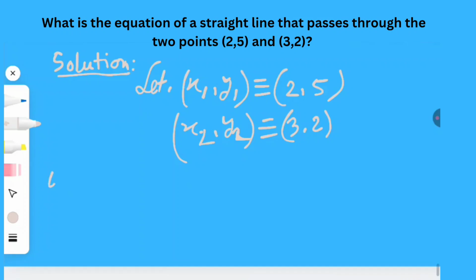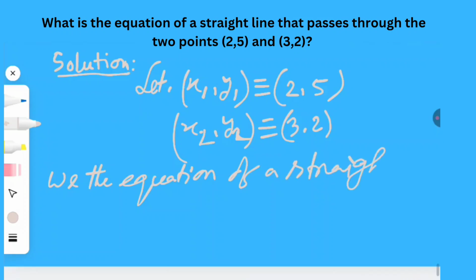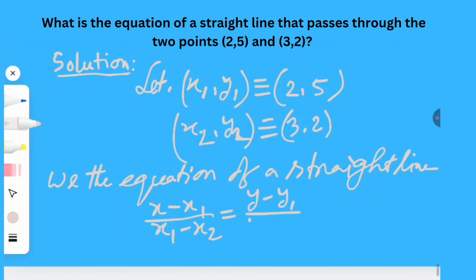Now we know the equation of a straight line: (x minus x1) divided by (x1 minus x2) equals (y minus y1) divided by (y1 minus y2).